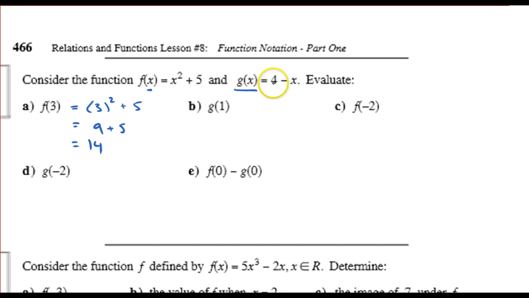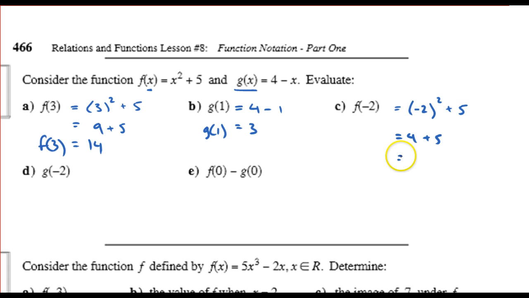g at x, on the other hand, is 4 minus x. So if I input 1 for x, I'm going to get 4 minus 1 equals 3. So g at 1 equals 3. f at 3 equals 14. Let's go back to the f. This time we're inputting -2. Again, do your brackets here. So -2 squared plus 5. 4 plus 5 equals 9.